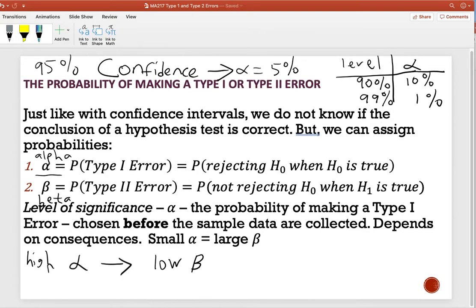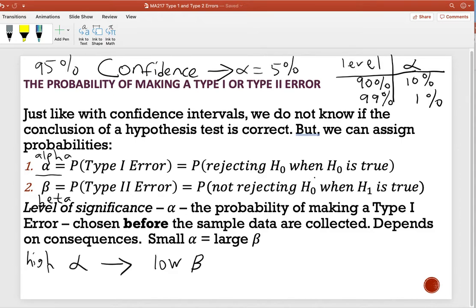But just like with confidence intervals, we do not know if the conclusion of a hypothesis test is correct. So we could assign probabilities to these Type 1 and Type 2 errors. A Type 1 error, again, the probability of rejecting the null hypothesis when the null hypothesis is actually true, is alpha. And alpha, as we've seen with hypothesis tests, is our level of significance. And again, we could give that the interpretation of the probability of making a Type 1 error.